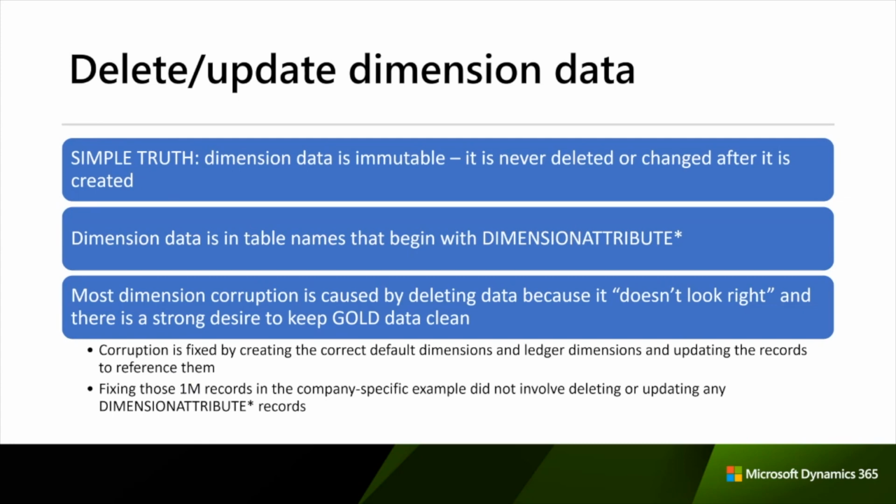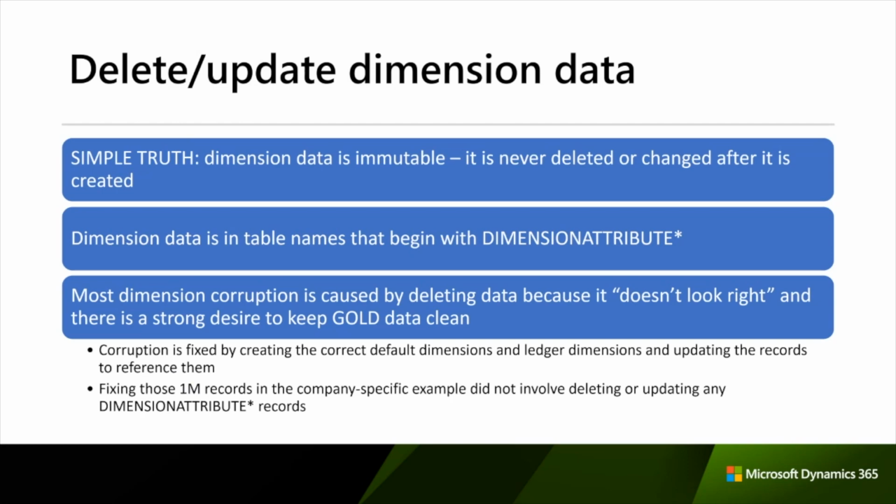Anyway, the bottom line for deleting and updating dimension data, which should never be done, is that the dimension data is immutable. That means that once it's created, we don't update it, and we certainly never delete it. And yet deleting dimension data is the number one cause of corruption that we see. Typically this would involve going into the database, because the UI does not allow you to delete the things, because that's part of the design.